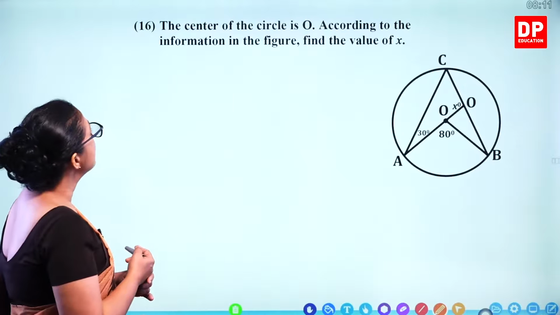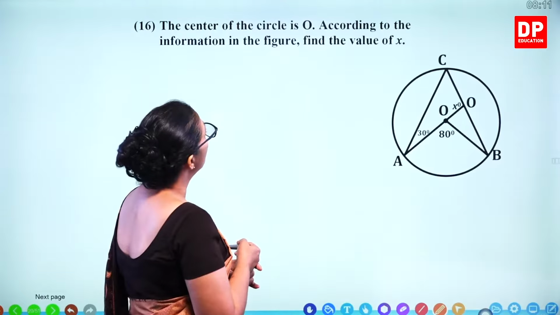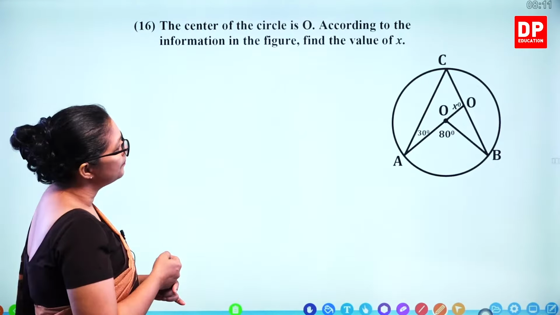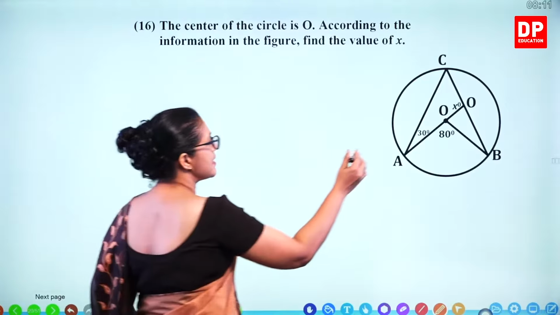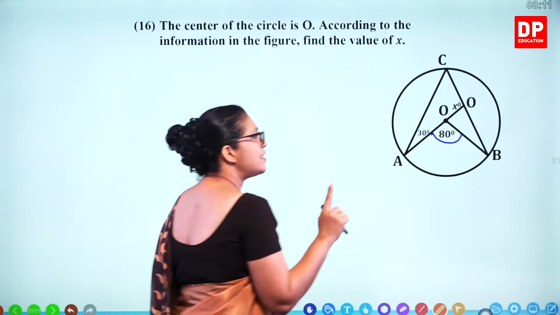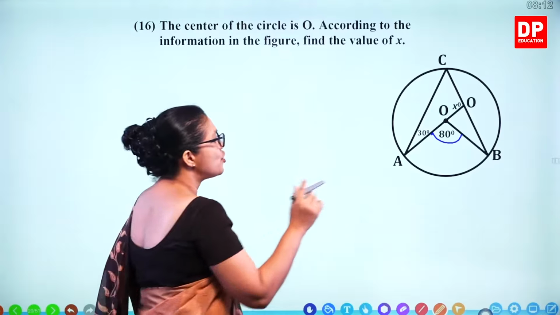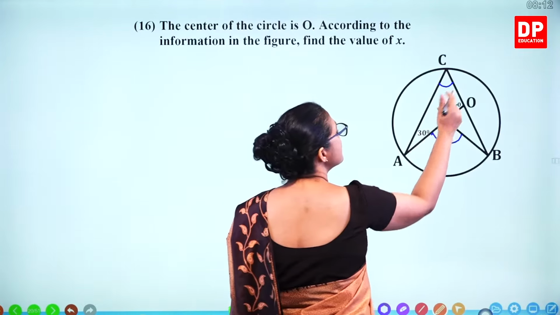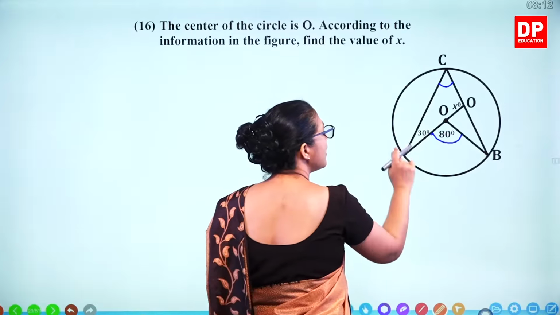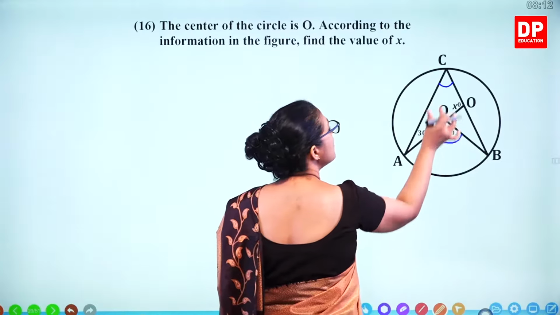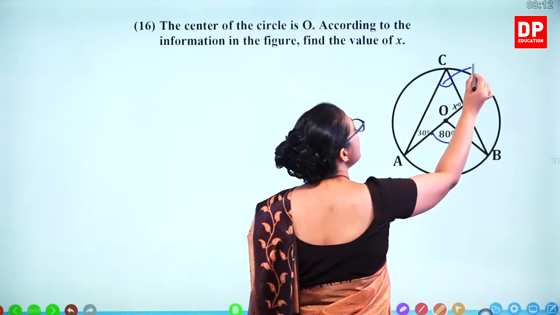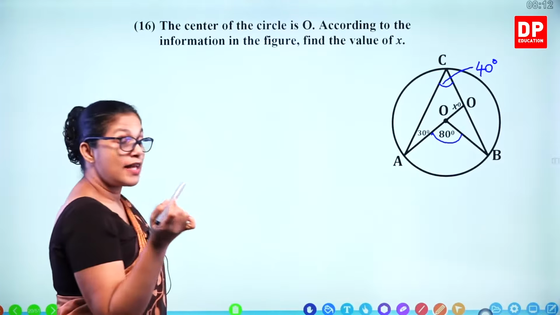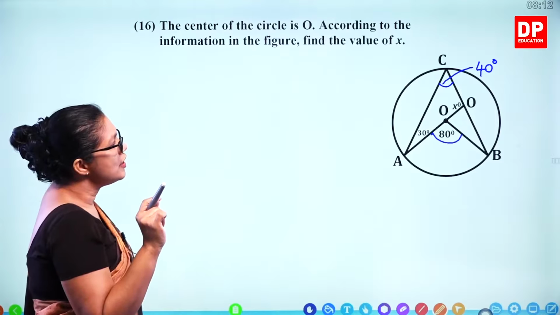Question number 16. The center of the circle is O. According to the information in the figure, find the value of x. Look carefully. This is the center. This is the angle subtended at the center. What do you know about the angle subtended on the circumference with the same arc AB? So this becomes half of this. 80 divided by 2, that's 40 degrees. So that's the circle theorem that you need to apply.